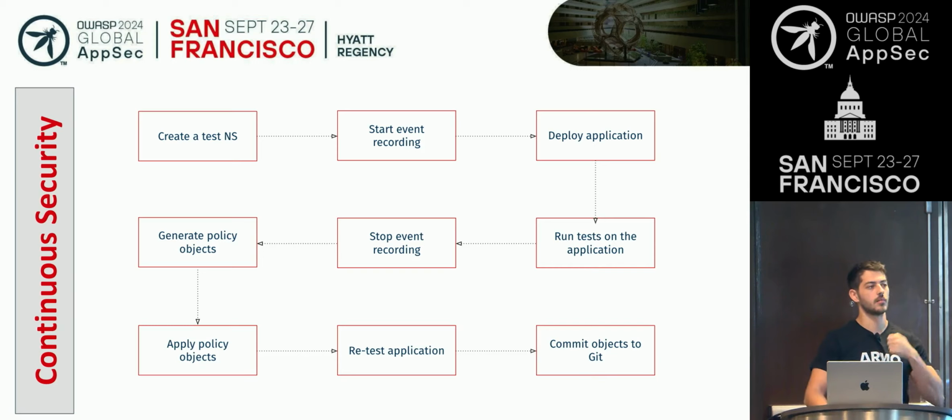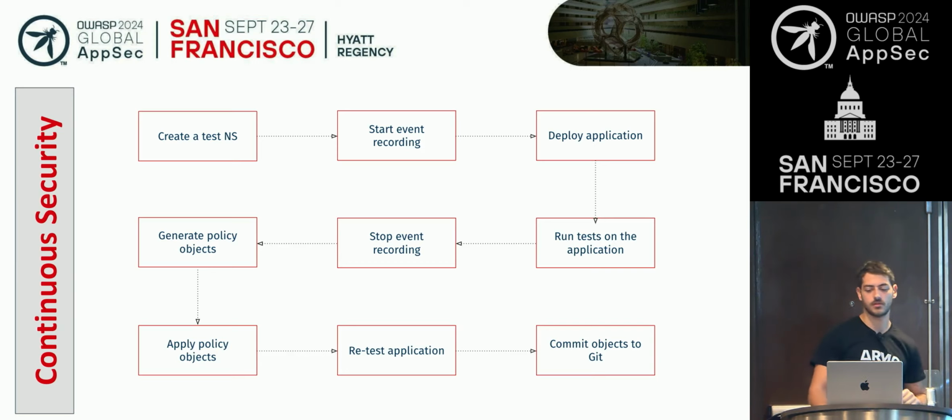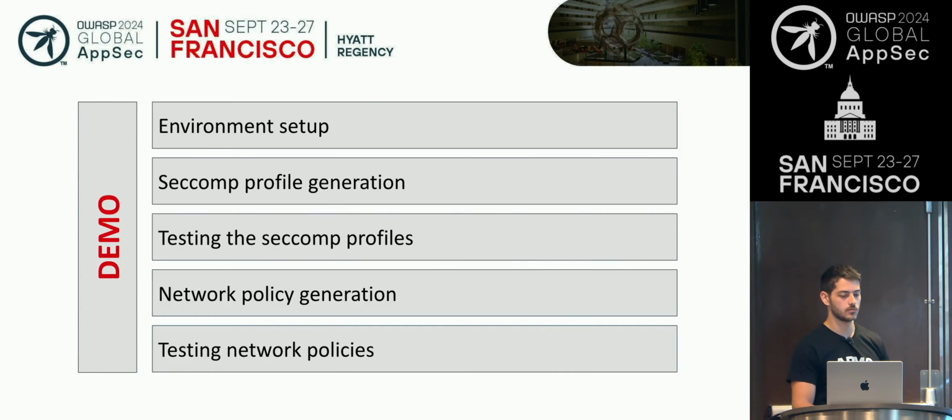Then we're going to apply those policies. We're going to rerun the tests because we want to make sure those policies didn't break anything. And if everything works, we can just continue with the pipeline and commit to Git. Right? So this sounds like an awesome plan to integrate into the CI/CD, and you get all the policies out of the box. So let's see a demo of that.